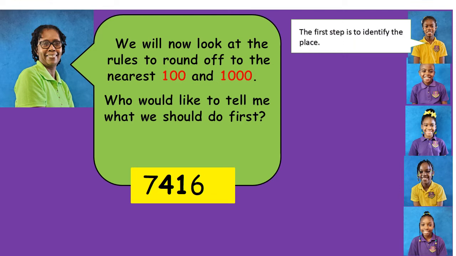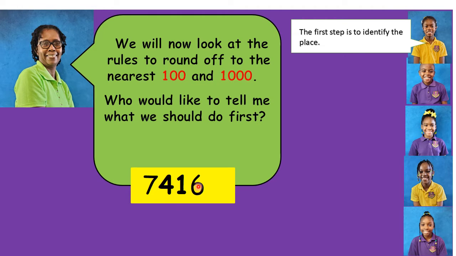So Danelia is saying the first step is to identify the place. In this case, we are looking at our hundreds place and our thousand place. So we are going to find the digit in our hundreds place. If I'm rounding off to the nearest 100, I am going to find the digit in my hundreds place.